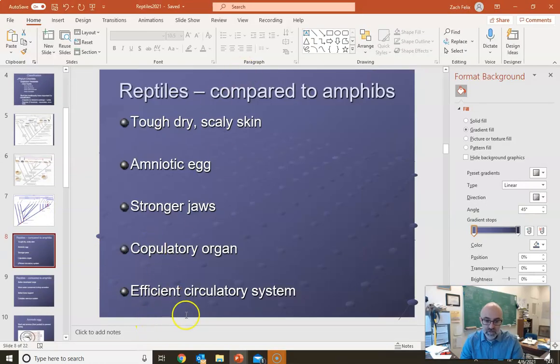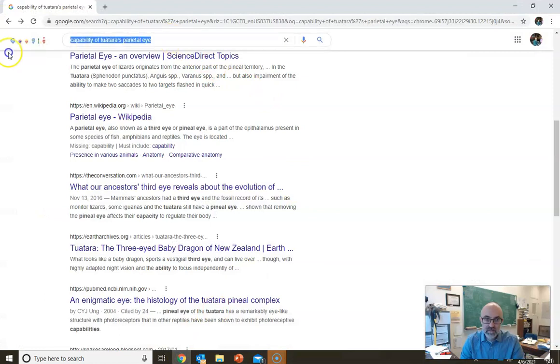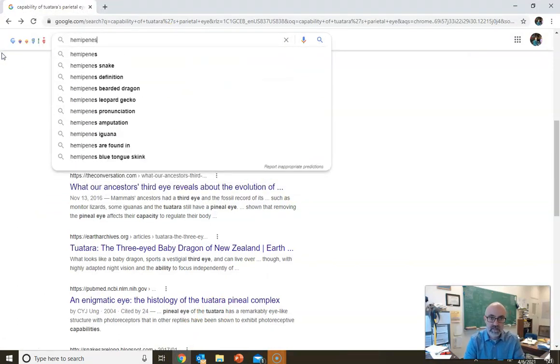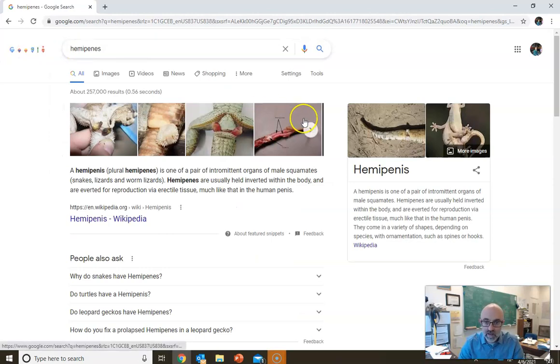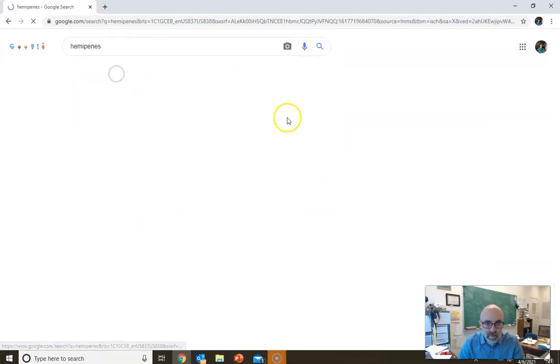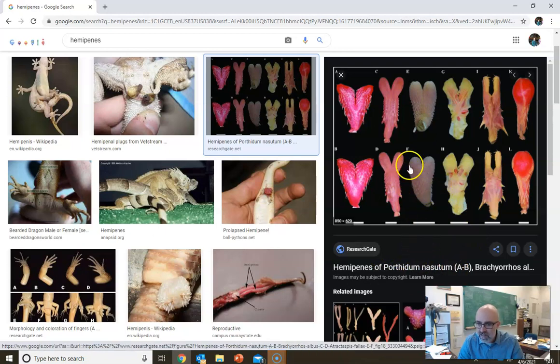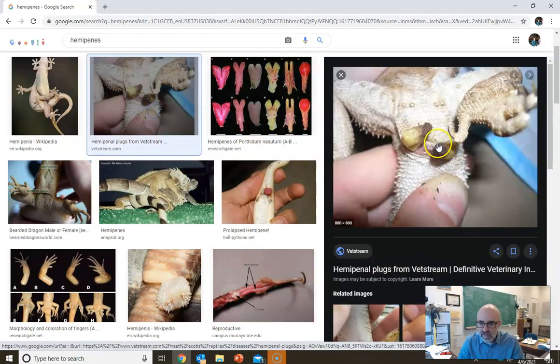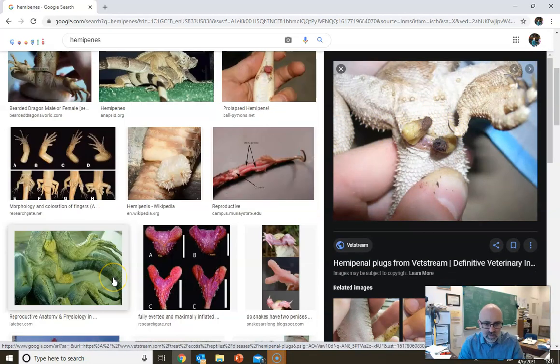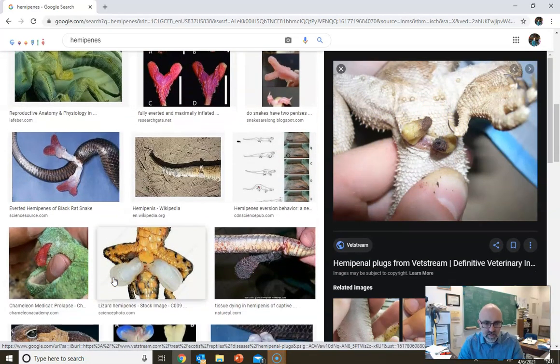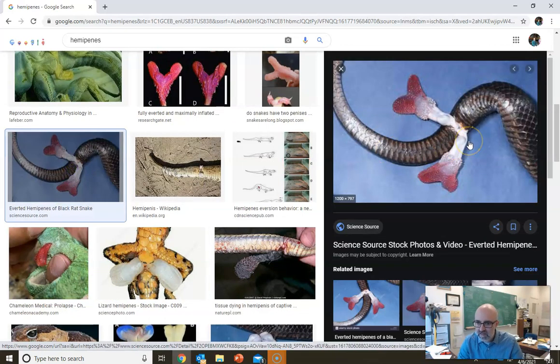Let me show you a quick picture of those. This is something else here, hemipenes. Make sure that nobody sees that in my search history. Here's some comparative hemipenes. This is the Porthidium, the hognose pit viper. And look at these things. They're paired, they're spiky, they're freaky, right? They come out of their tail here. They have more than one. Some weird stuff here.